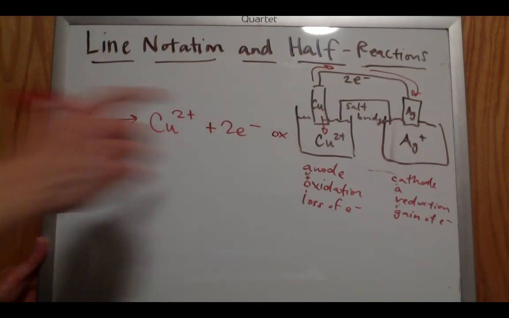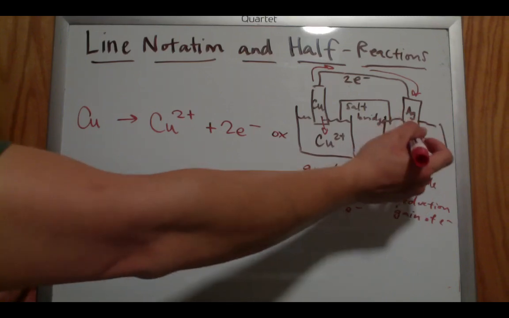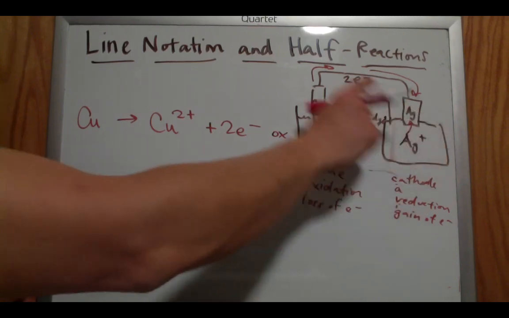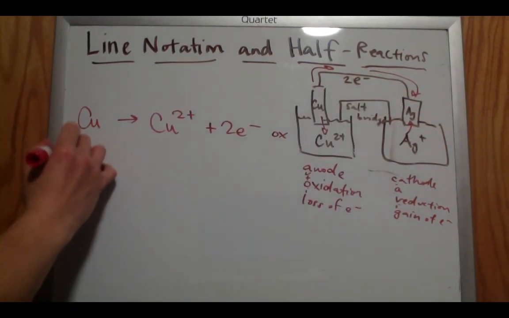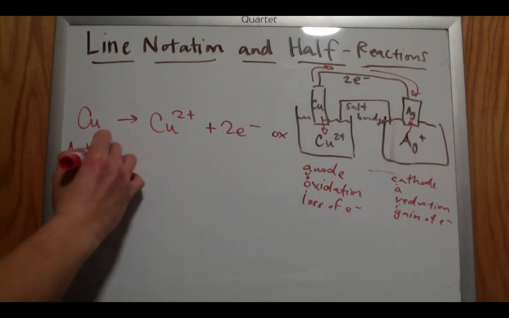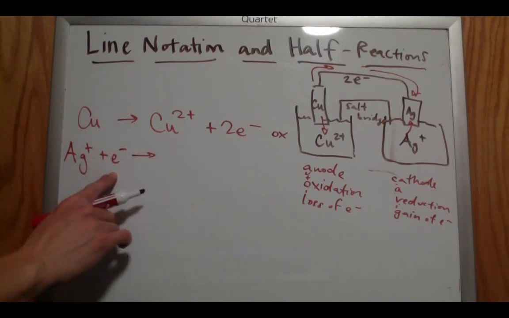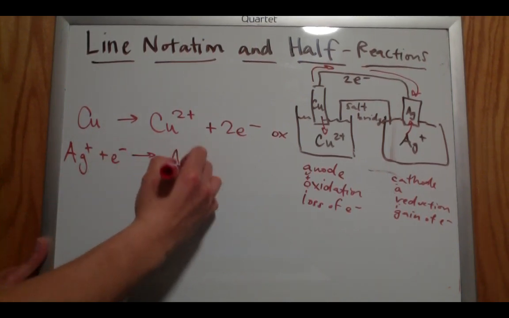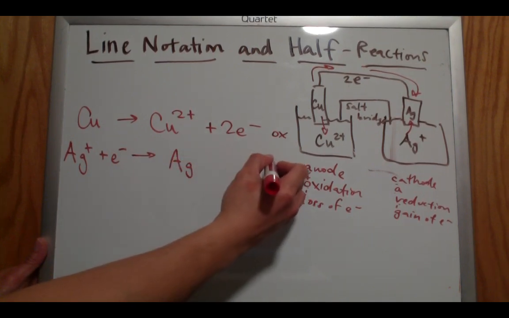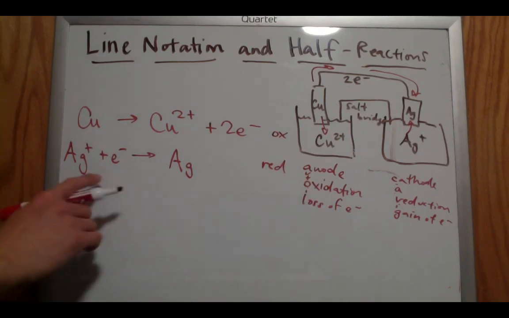And then we also have reduction on the other one. So in this case, since the electrons are being gained, that means that the Ag+ and the electron should be on the reactant side, because we have a gain of electrons. And this should become Ag. And so this is reduction because we have a gain of electrons.